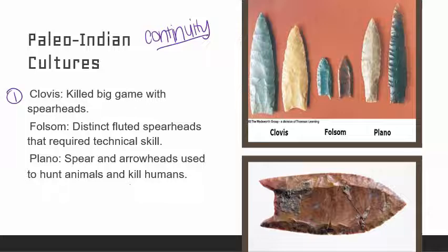Now, the Clovis are very well known for using spearheads. And a lot of the time, these are actually referred to as Clovis points. These spearheads were used to kill big game. Now, I'm not talking like deer or even buffalo. We're talking like Manny from Ice Age, big game, mastodons, huge things like that. And this is kind of happening in the Ice Age. So that tells us some stuff.